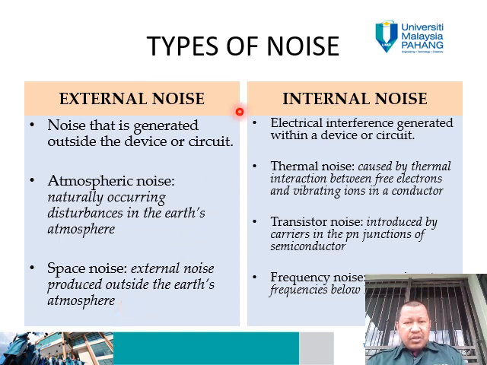So internal noise. Internal noise is electrical interference which is generated within a device or circuit. Example is thermal noise, which is caused by the thermal interaction between free electrons and vibrating ions in a conductor. Transistor noise, introduced by carriers in the p-n junction of a semiconductor. And another one is frequency noise, which occurs at frequencies below 1 kHz.